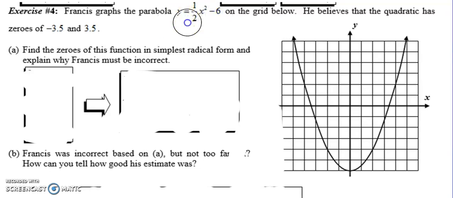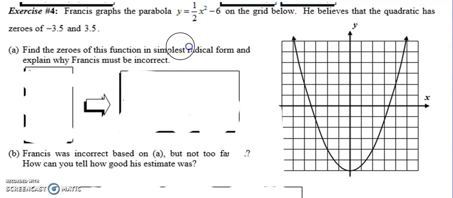So here we had this graph. They graphed it. It makes sense because we went down 6. We multiplied it by the half, so we compressed it, making it wider. And Francis, I guess, said the zeros are negative 3.5 and positive 3.5, because that's where they looked about right there. There's your zeros.